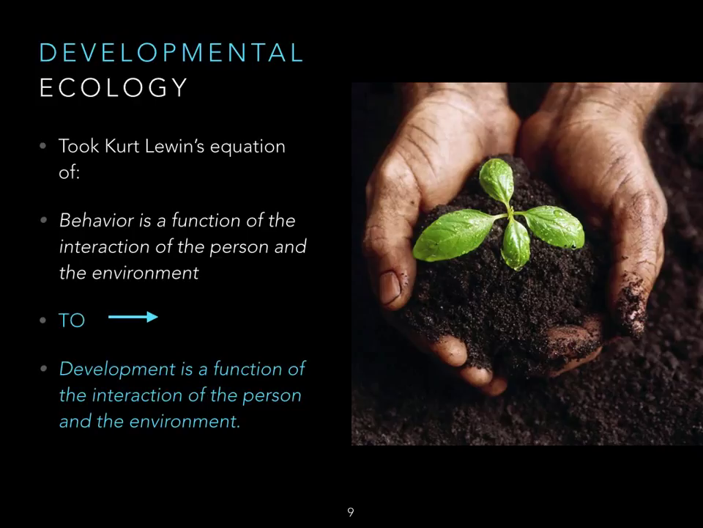For example, I really like this example from the book. Whereas racial identity development models focus on the outcome, racial identity, an ecology model may help explain how that outcome occurs as an interaction of person and environment. And I'll say that one more time because I think it's pretty profound. Whereas racial identity development models focus on the outcome, racial identity, an ecology model may help explain how that outcome occurs as an interaction of person and environment.